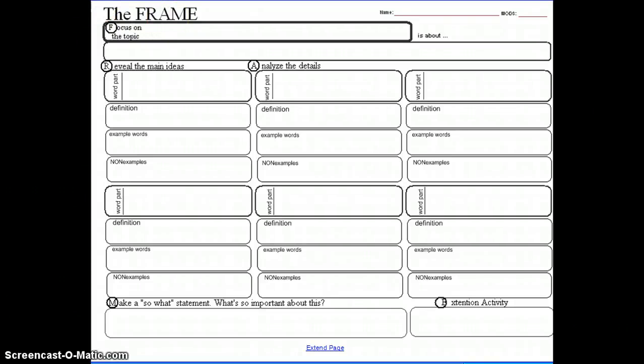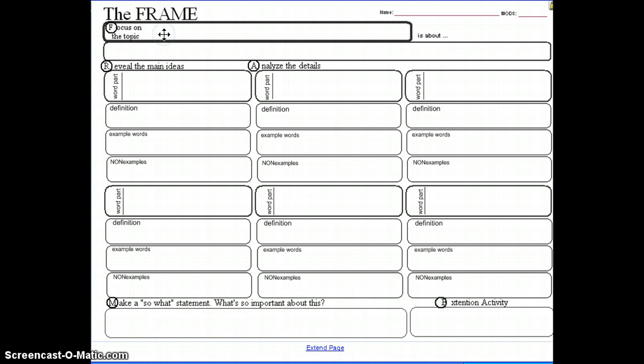To review for our word parts test, today students did a frame to organize all the information they need to know. The test tomorrow is going to be a way for students to apply their knowledge of the word parts. So what I have done is looked for words that I don't think students would know, or I hope they don't know, and they have to be able to apply the meanings of the parts of the words to help them define and use context clues to figure out an unknown word.